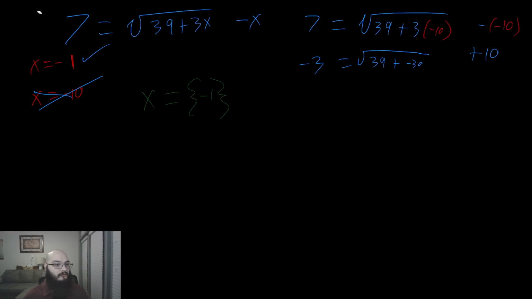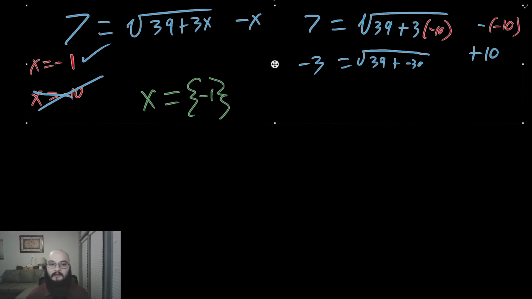Finally, let's go through one that is a bit more complicated. We're going to go through one that has two radicals in it. And not only that, the radicals have something else attached to it, so there's going to be multiple steps. We're going to do 1 plus the square root of 1 minus x is equal to the square root of 2x plus 4. All right, this one's really interesting.